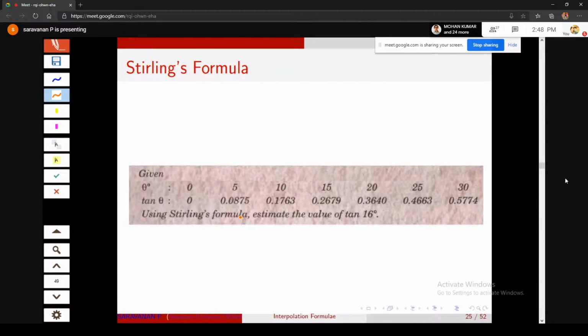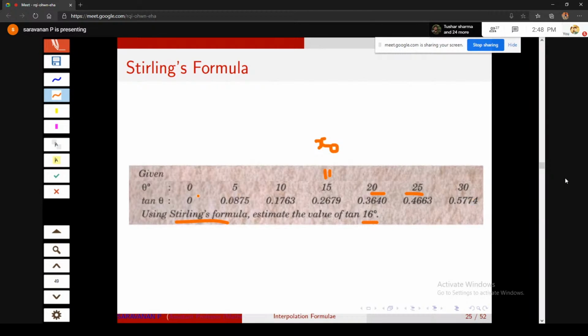Now, listen. This is a table. We want to compute tan 16. Where does 16 lie? Near the center. This is close to 15. And this side we have got 3 values, and this side we have got 3 values. So it lies near the center. Therefore, we will be using the Stirling formula. What you do is, you choose this center value as x0. Then this will become x1, x2, x3, and this will become x minus 1, x minus 2, x minus 3.